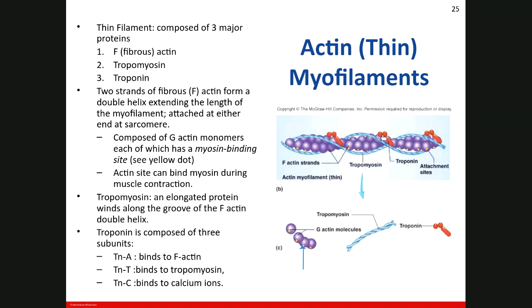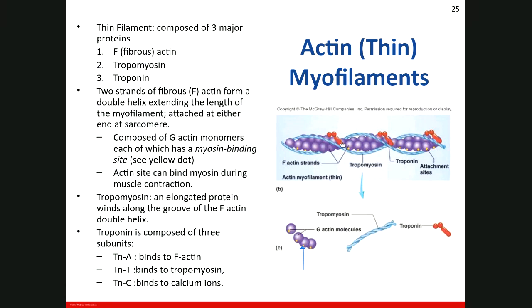Again, here you can see the thin filament, or actin. In actin, we have two F-actins. Each F-actin is made up of many G-actins, and each of our G-actins has one active site, the yellow dot here. These active sites are covered by the other protein, the strand-like protein, which is tropomyosin, and then the last subunit is called troponin.